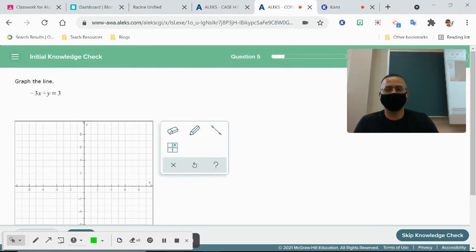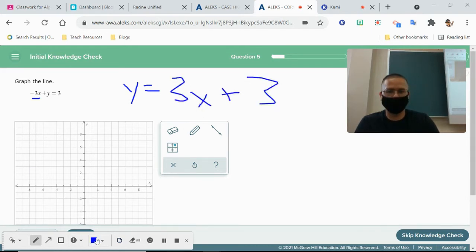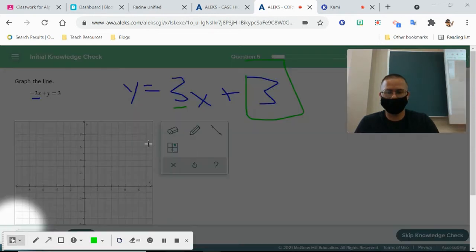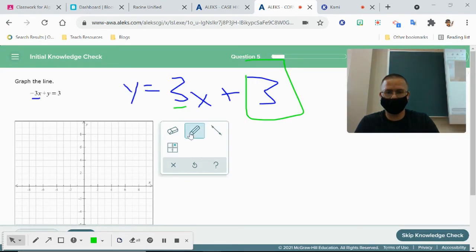So this right here, graph the line. This is not written in y equals mx plus b terms, so I have to make it y equals mx plus b. To do that, I add 3x to both sides. I get the y by itself. So y equals 3x plus 3. Now I know my slope is 3, and I know my y-intercept is 3. So then I can just plot my points. We've got our y-intercept at 0, 3.